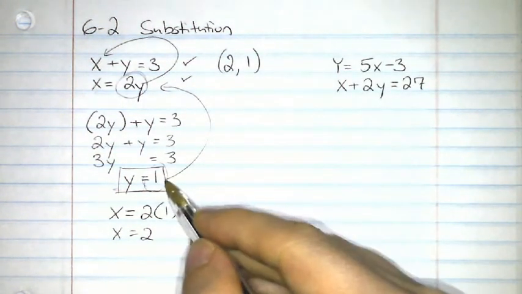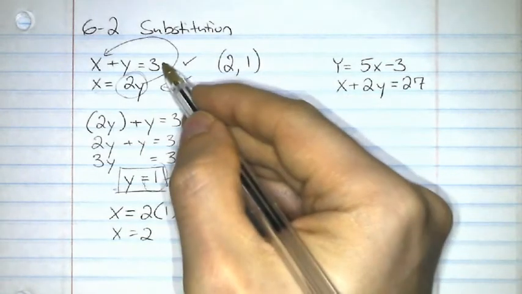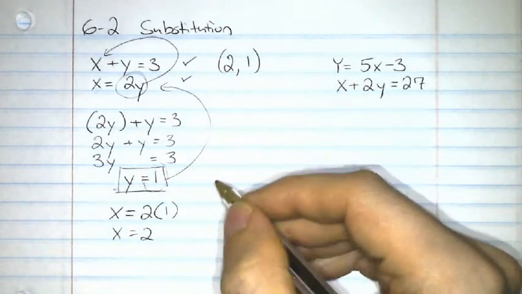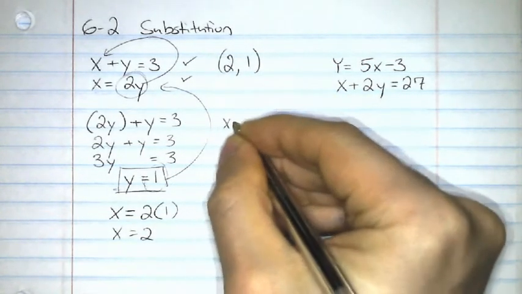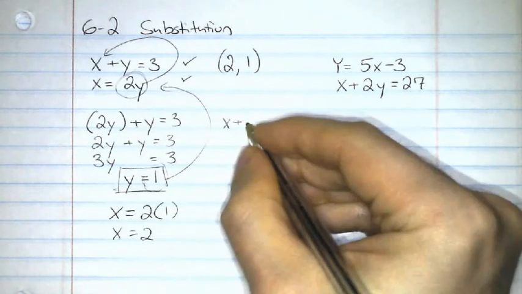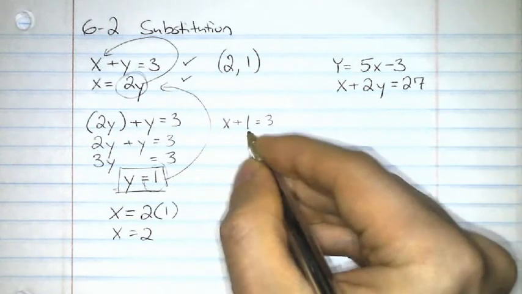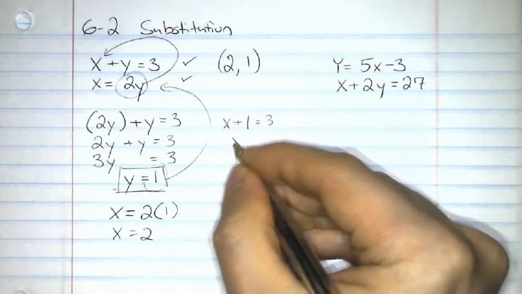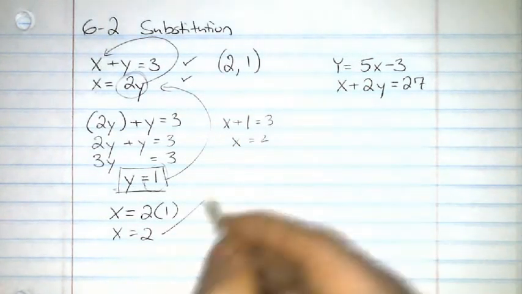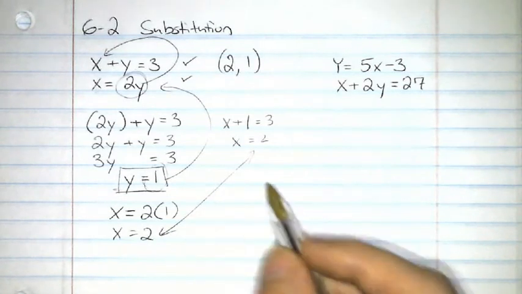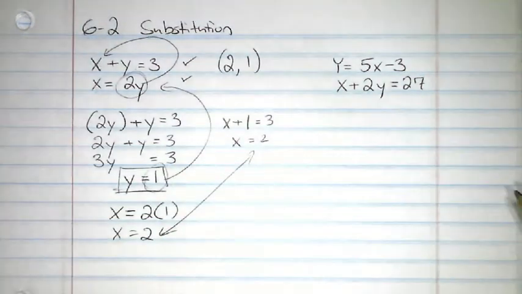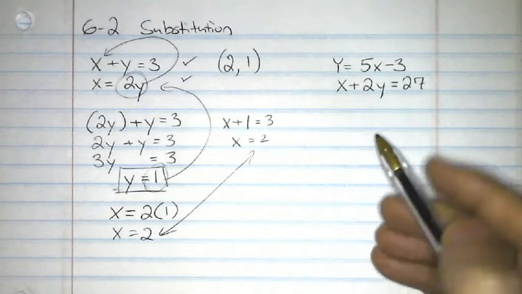Likewise, if I substitute this value of y into the first equation, for example, I'd still get the same answer. So if I had x plus, and where my y is, I just write a 1, because that's what it equals, 3. I take away 1 from both sides, I end up with x equals 2. Either way, we still get the same answer. So it doesn't matter which one you substitute it into. Let's take a look at the second one.